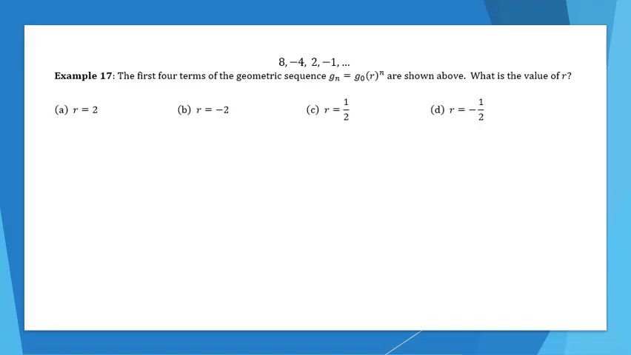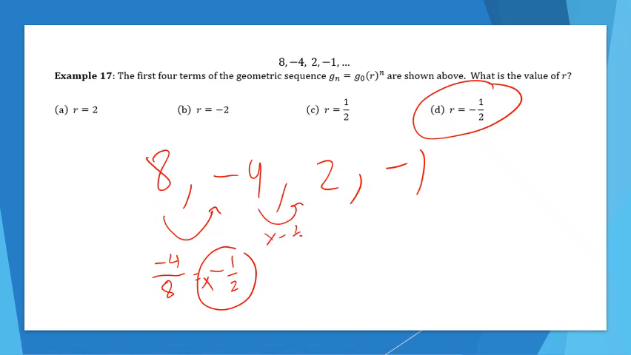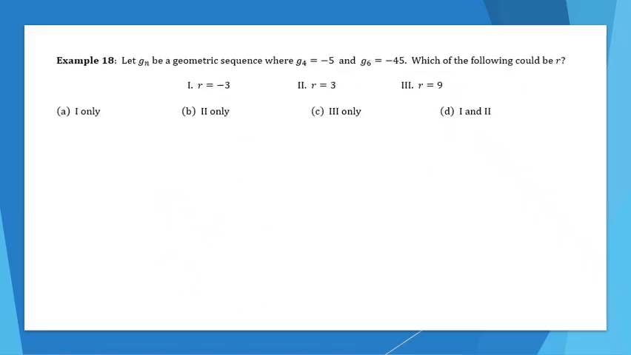For example 17, the first four terms of a geometric sequence are shown above. What is the common ratio? So here we just want to see what number are we multiplying 8 by to get -4. So remember, your common ratio can always be found by taking your second term over your first term, which is -1/2, which is what we're multiplying it by. So that should be your answer, D. If you take a look and just make sure, that also holds true throughout the entire sequence.